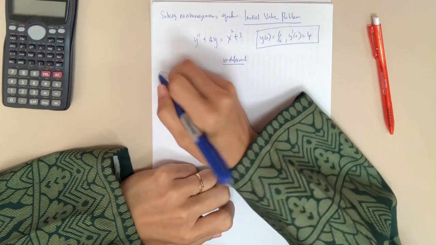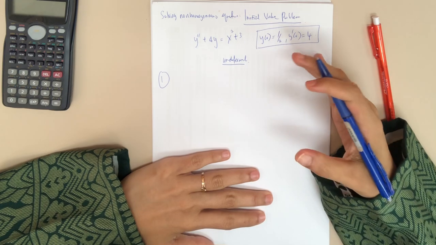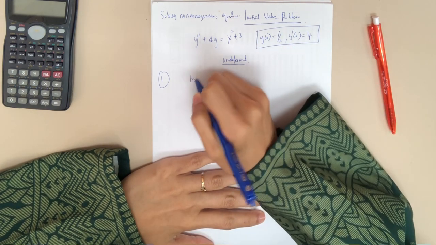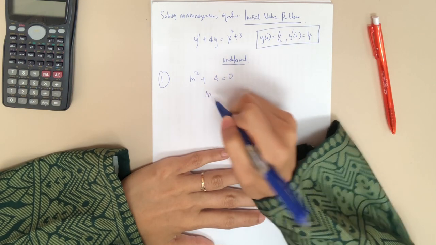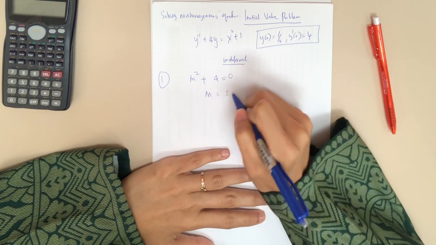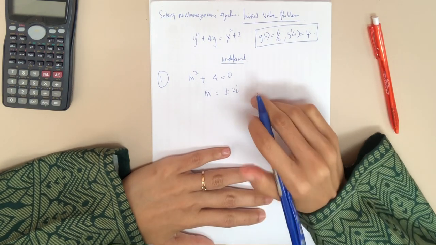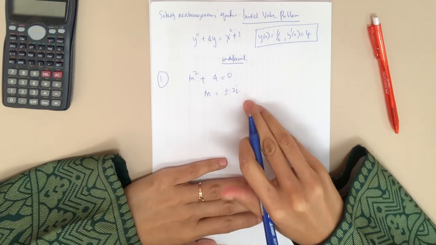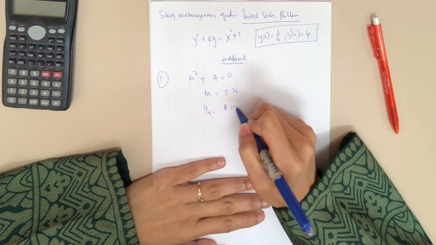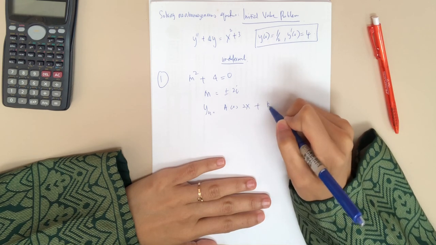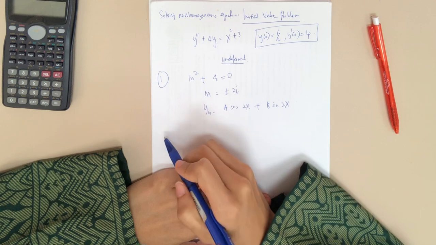So the first step is you need to find the characteristic equation and find the roots. So m squared plus 4 equals 0, therefore m equals plus minus 2i. I just went straight to the answer. So your y complementary here should be a cos 2x plus b sin 2x.